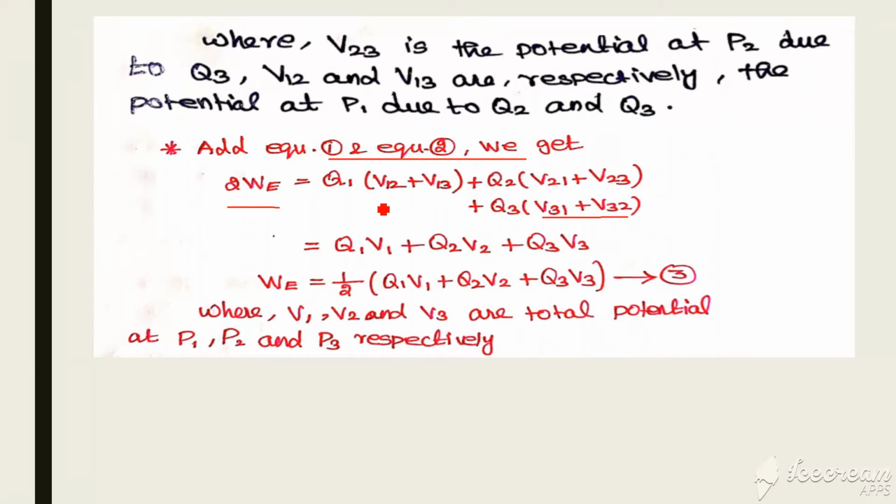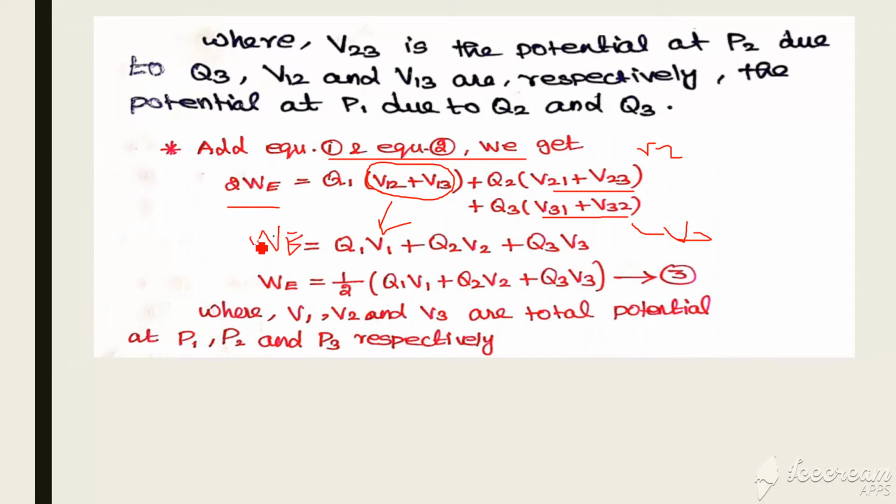Now these two terms are written as the potential due to charge 1, simply V1. Similarly, these two terms can be written as V2, and similarly these two terms can be written as V3. So Q1 V1 plus Q2 V2 plus Q3 V3 equals 2 WE.